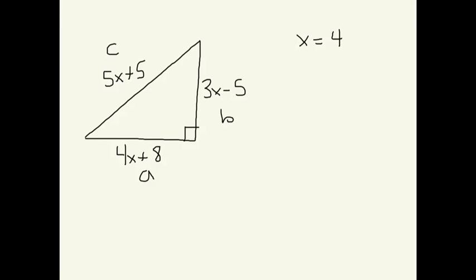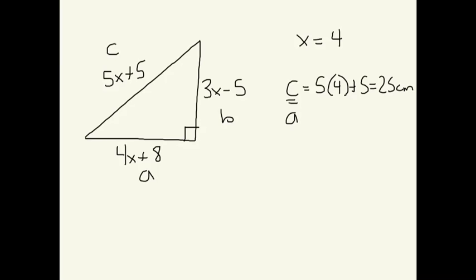Okay, so this is the information we do have right at the moment. This is the triangle, and we know that x is equal to 4. All we need to do is solve each of these expressions. Now that we have x, we can figure out what the lengths of each side are. So let's start with c, which is your hypotenuse. That's going to be 5 times 4 plus 5, which is equal to 25 centimeters.